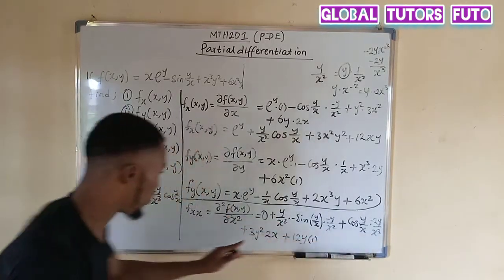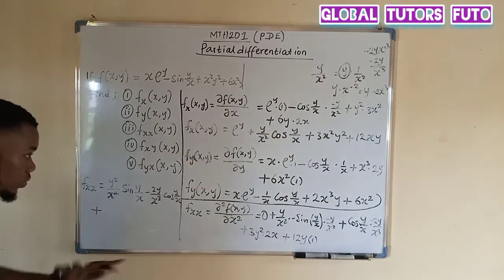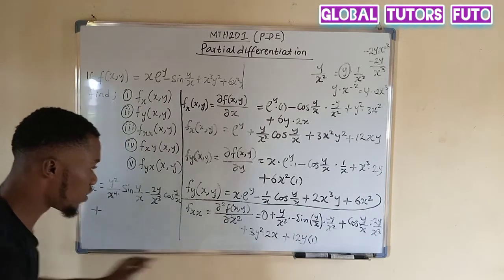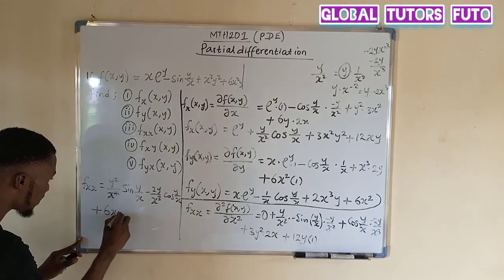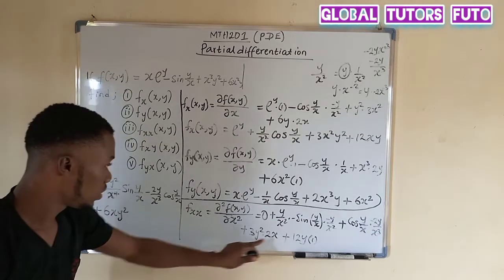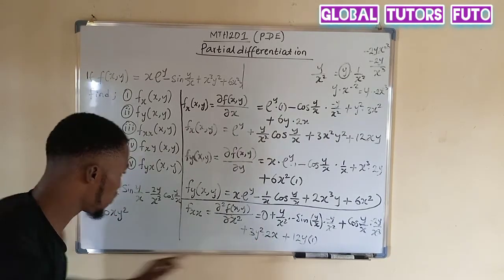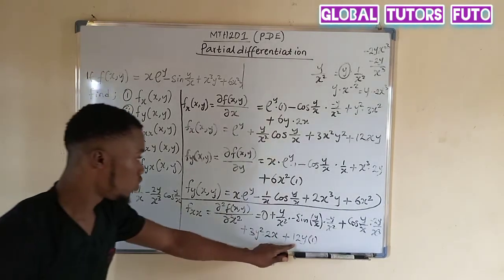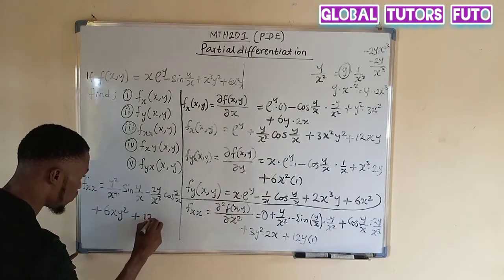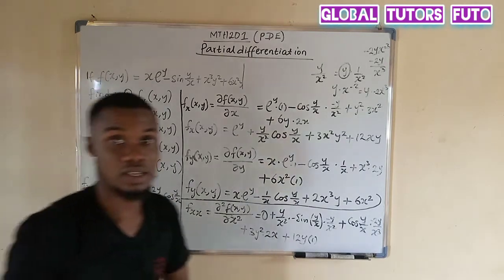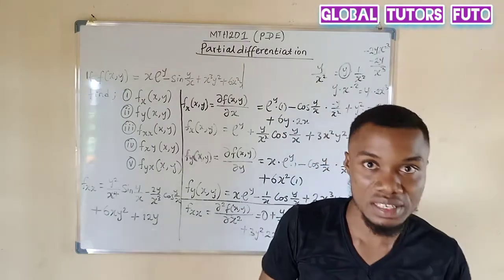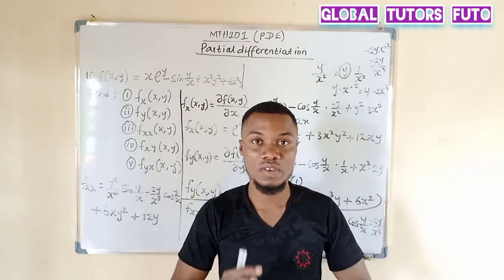That's what we have here, plus this times this, 2 times 3 will give us 6xy squared, plus 12 times 1 will give us 12y. So this is our answer. As you can see, this is very, very simple. Okay, it is very, very simple.